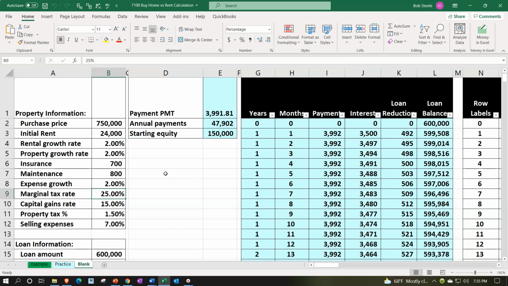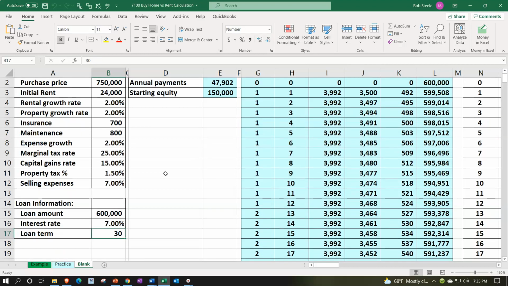The marginal tax rate, that's going to be whatever it's going to be. It's probably your highest tax rate that you're looking at, not the average tax rate. And then the capital gains rate is going to be whatever it is going to be in your particular circumstance. The property tax, again, is going to be whatever you would think it would be in your area. And then the selling expenses, you could change the selling expenses when you sell, and if you think it's going to be more or less on the selling, but that would be fairly fixed.